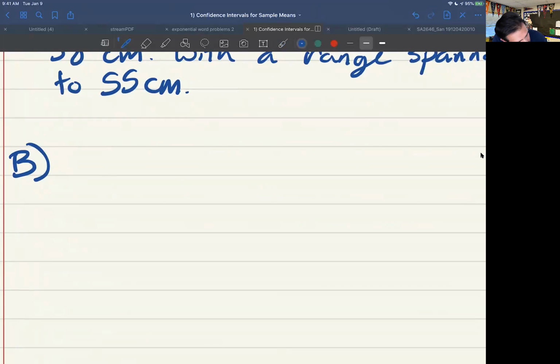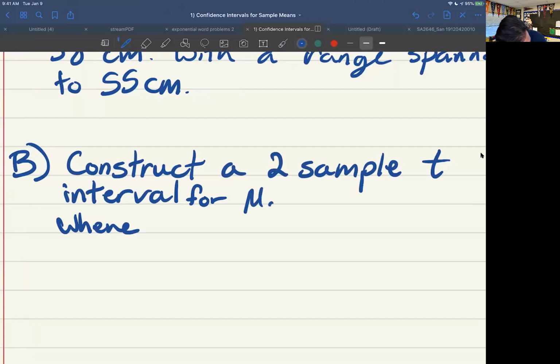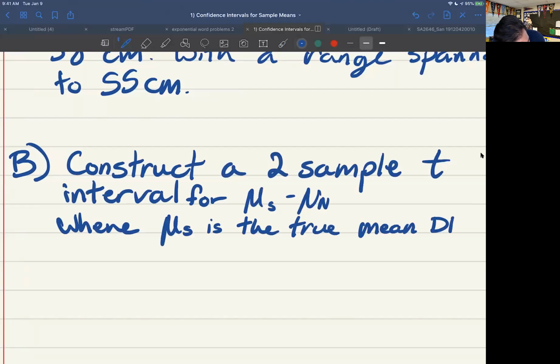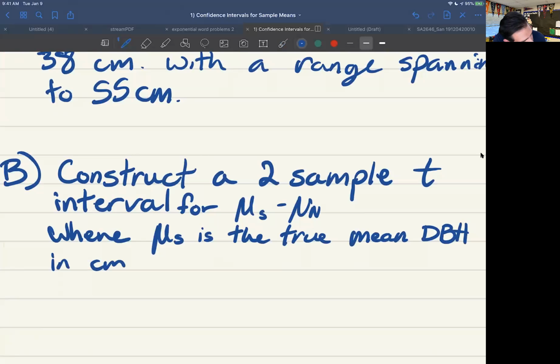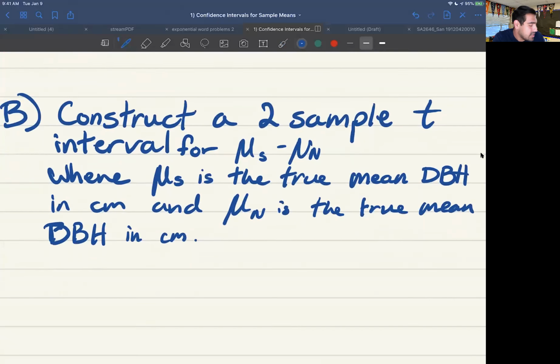So let's see what we're doing. I'm going to construct a 2-sample T interval, I'm going to say T interval for mu s minus mu n, where mu s is the true mean DBH in centimeters, and mu n is the true mean DBH in centimeters. Now I need to check my conditions.